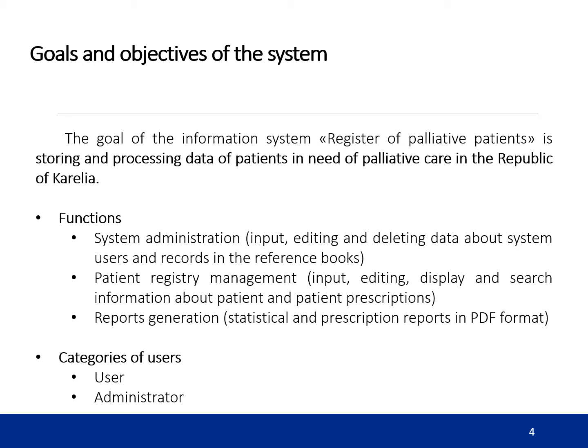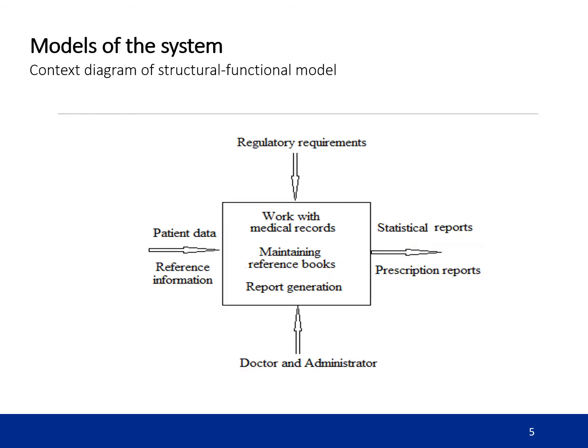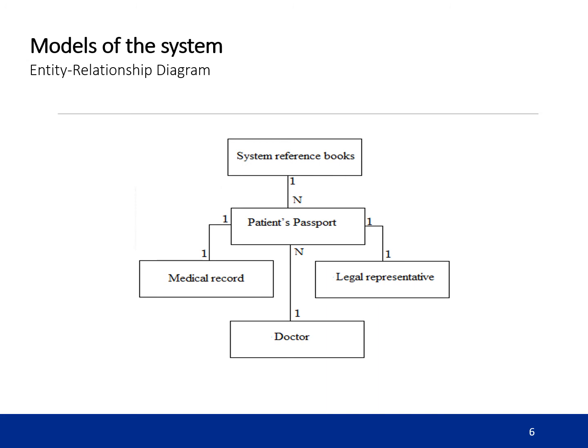There are 2 categories of users, user and administrator. The administrator registers user doctors and accompanies various system reference books used for maintaining medical records and generating reports. The doctor registers patients and keeps their medical records. The external entities to which the reports are generated by the system are, for statistical reports, the Ministry of Health of the Republic of Karelia, for prescription reports, medical users. The general view of the information model of the system in the form of an entity relationship diagram is presented on the slide.